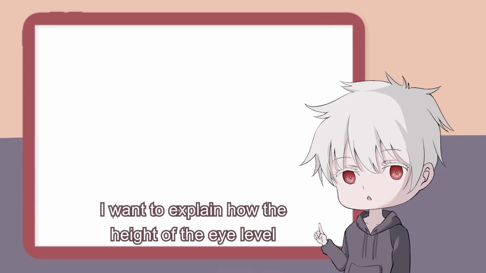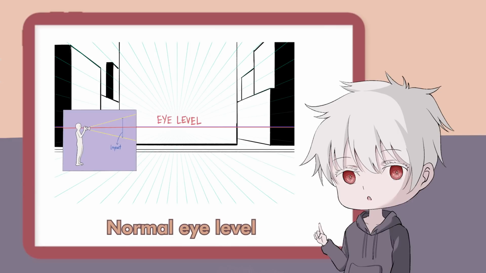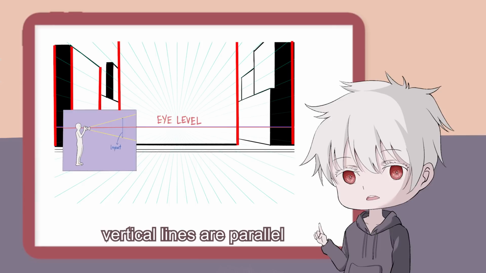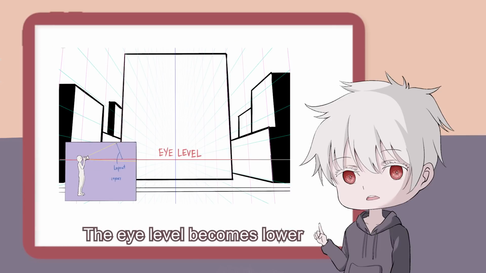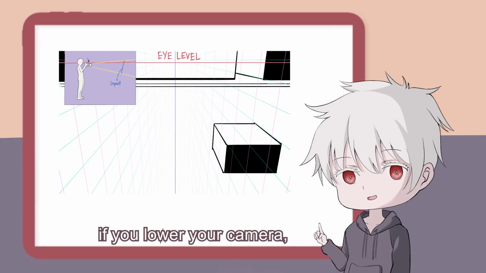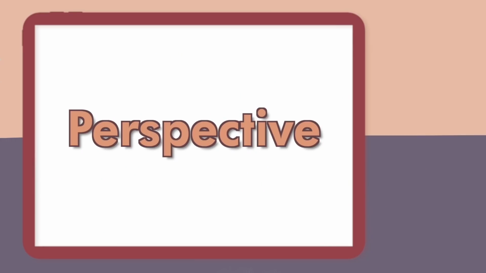Now, I would like to explain how the height of the eye level affects the perspective of the background. Let's start with the normal eye level. When the eye level is at the middle, vertical lines are parallel. But if you tilt your camera upwards a little bit, the eye level becomes lower and the vertical lines converge upwards. Conversely, if you lower your camera, the eye level becomes higher and the vertical lines converge downwards.